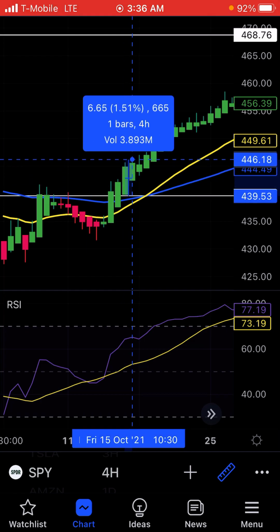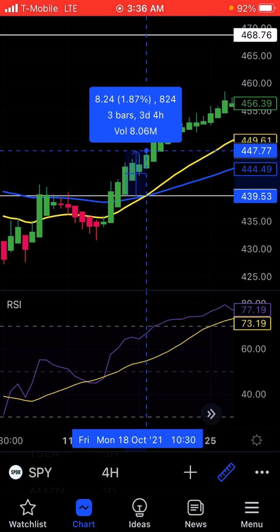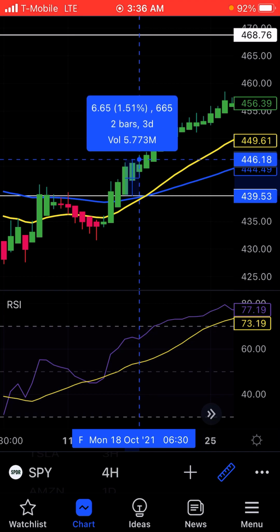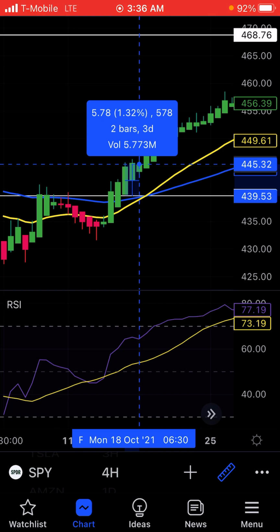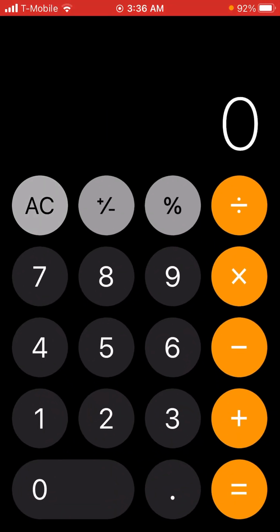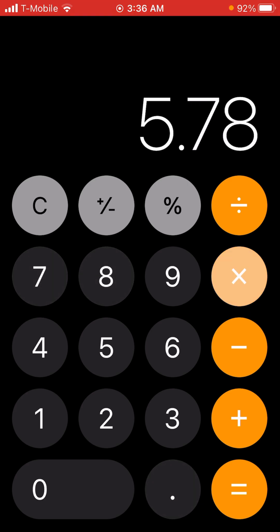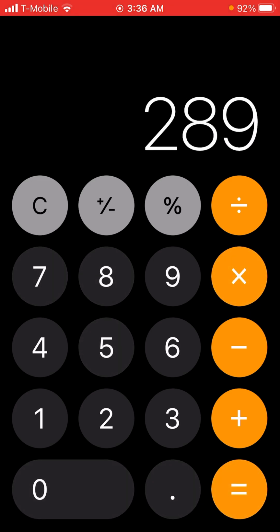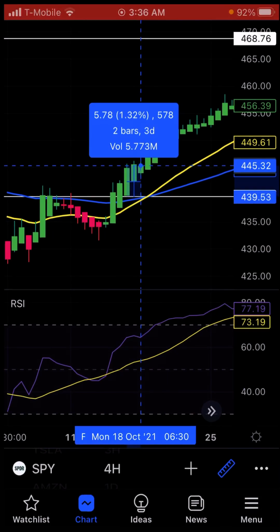And I do 3 days. I do no more than 3 days. Sometimes my option will start and I'll just want to cash out at the end of the day. It's all up to you and how much you want to make. But the 4 hour really tells where the big gains are going to be. So this one was a 578 in 3 days. That was $289 in 3 days.